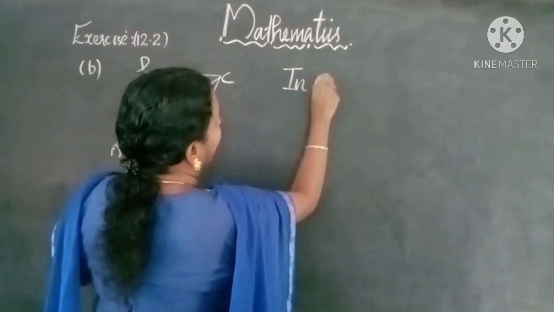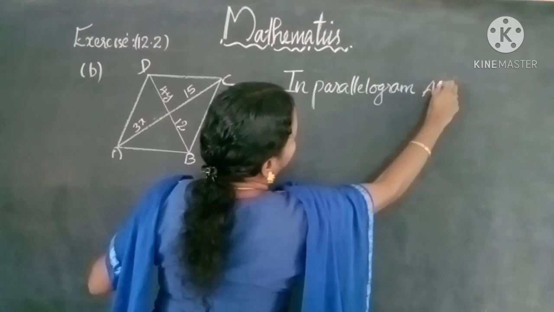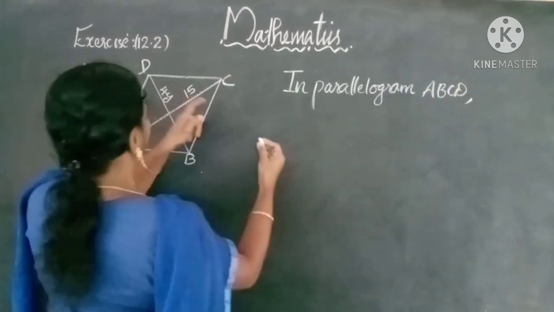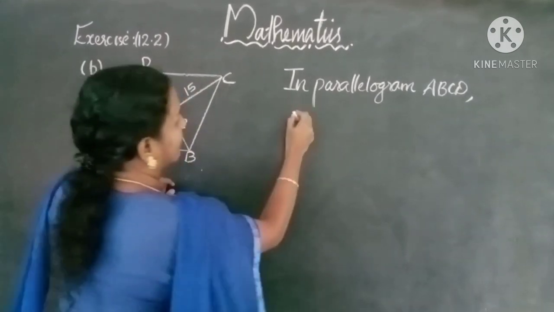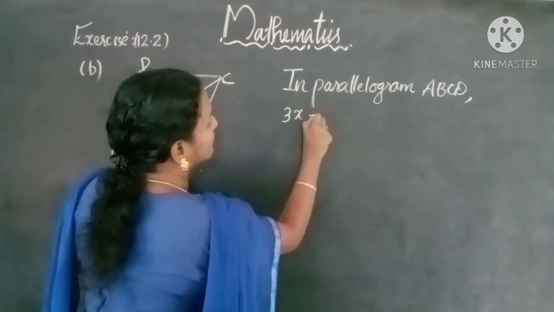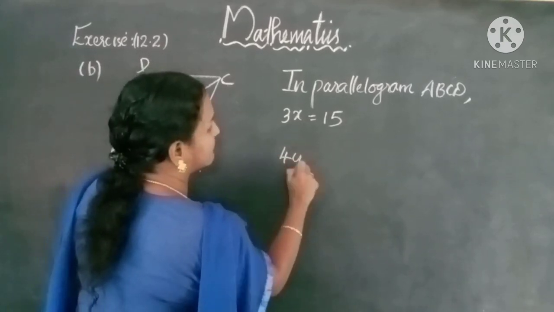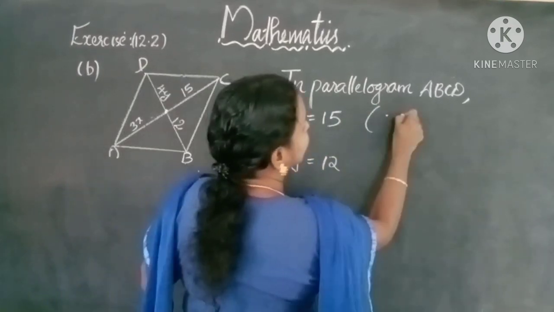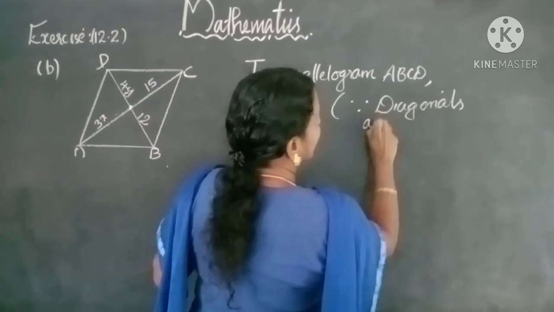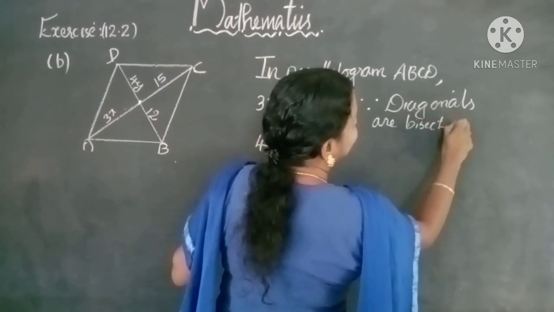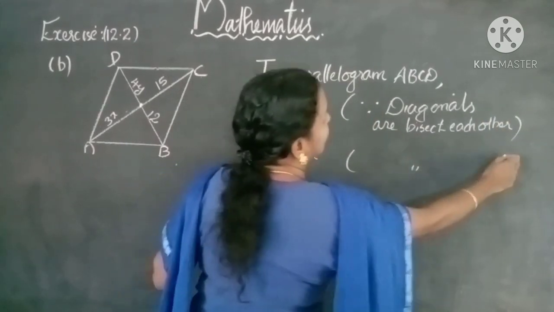So in parallelogram ABCD, 3x and 15 are equal. 3x is equal to 15 and 4y is equal to 12. Reason: since the diagonals bisect each other.